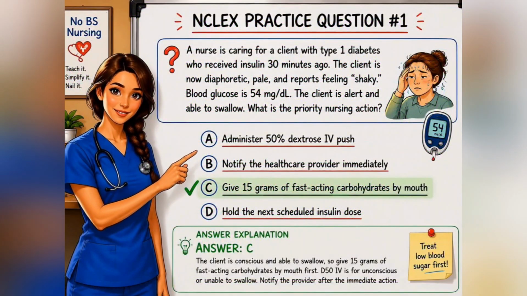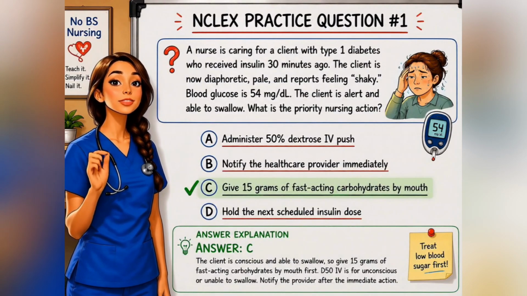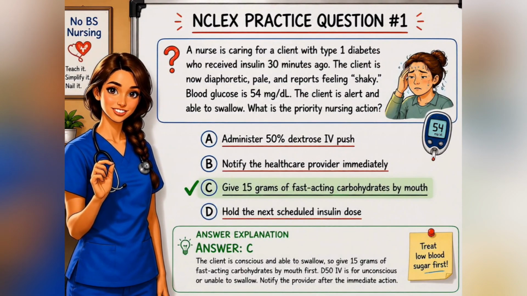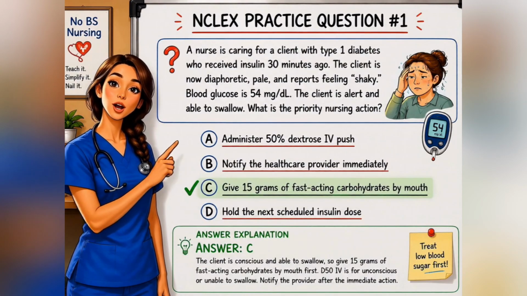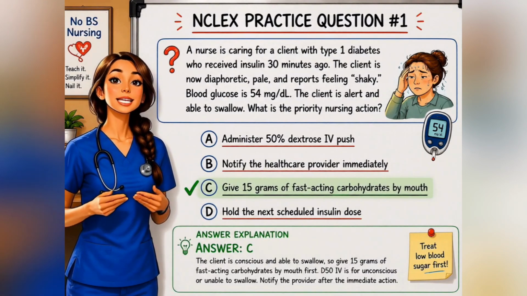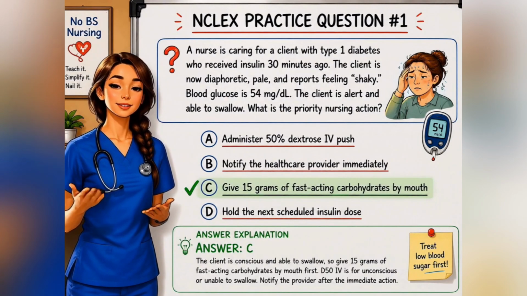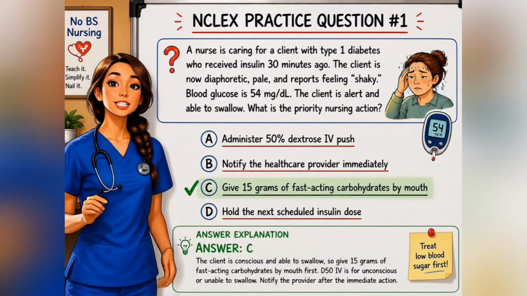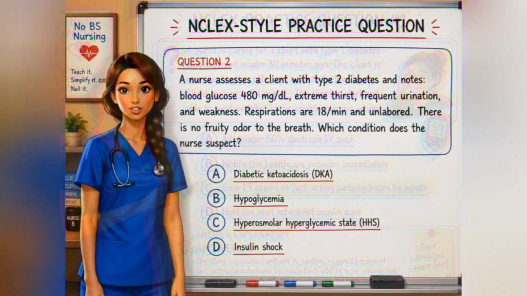Answer: C. The client is conscious and able to swallow, so oral fast-acting carbs come first. D50 IV push is reserved for unconscious or unresponsive patients. Notifying the provider, B, is appropriate after the immediate intervention. Holding insulin, D, addresses the cause but is not the priority right now. Fix the glucose first. Question 2.